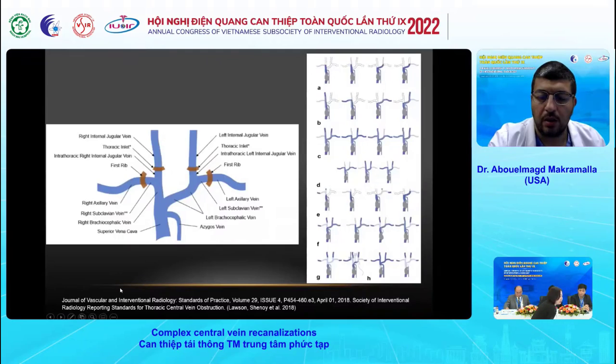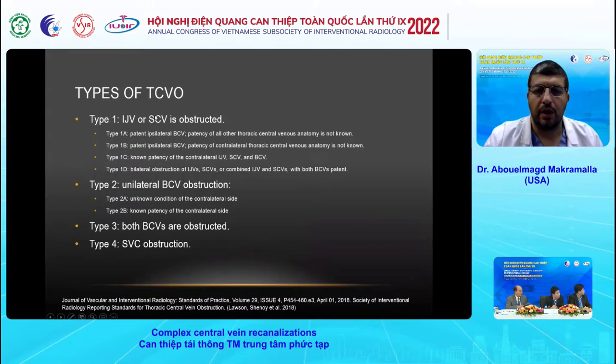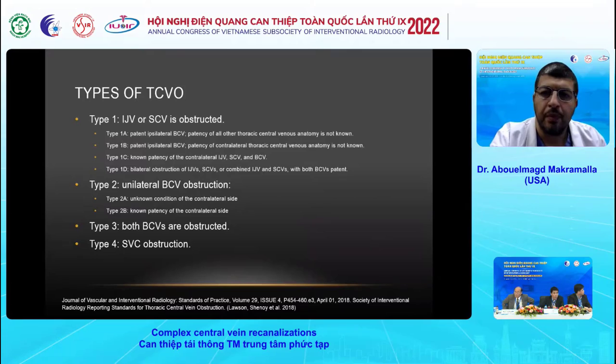There's actually a published article in the Journal of Vascular and Interventional Radiology that talks about standards of practice and standards of reporting for total central vein occlusion. They have great illustrations to classify central vein occlusions, and they were able to classify four different types of total central vein occlusion.